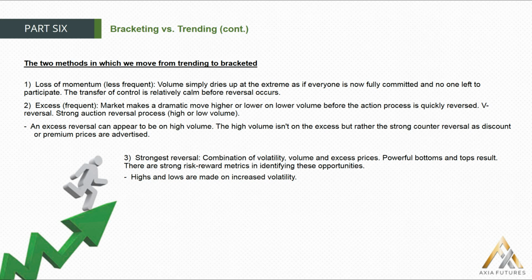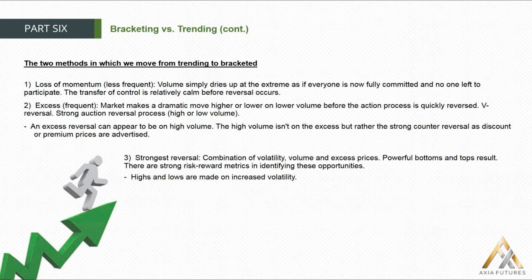And so effectively, we get quite a strong auction reversal process, and this can be done. It doesn't have to be on low volume; it can be on high volume, but we tend to see this done on relatively average kind of volume. So this is our second kind of top, which we'll talk about.